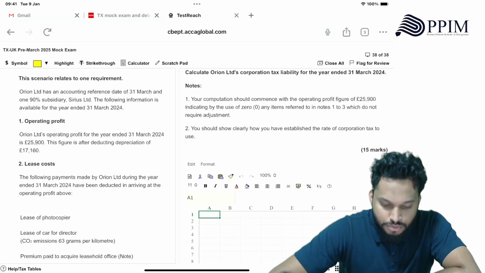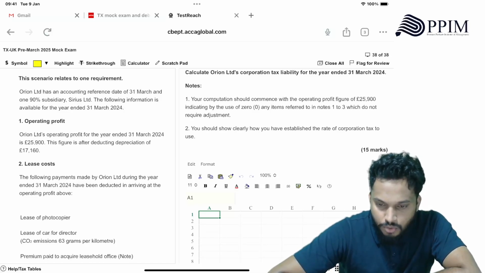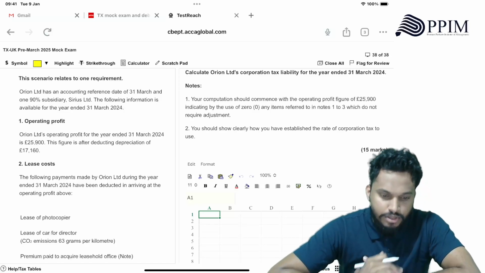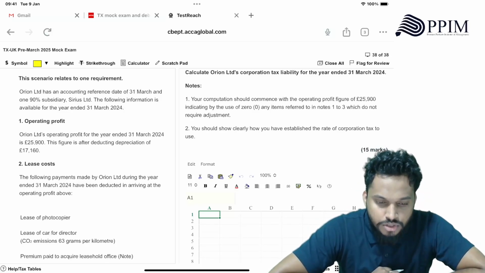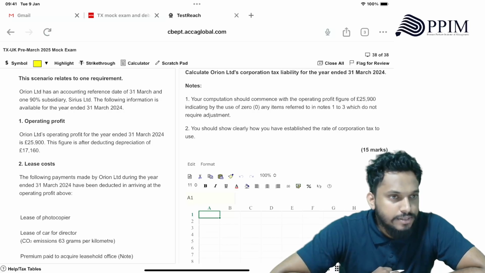In this question, they are asking us to calculate Orient's Corporation Limited's corporation tax liability as of 31st March 2024. Your computation should commence with the operating figure of 25,900, indicating by zero any items referred to in notes 1 to 3 which do not require an adjustment. A similar question will also come in the exam.